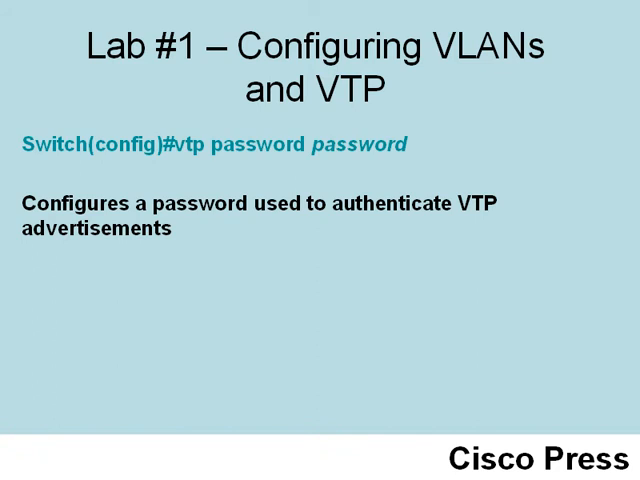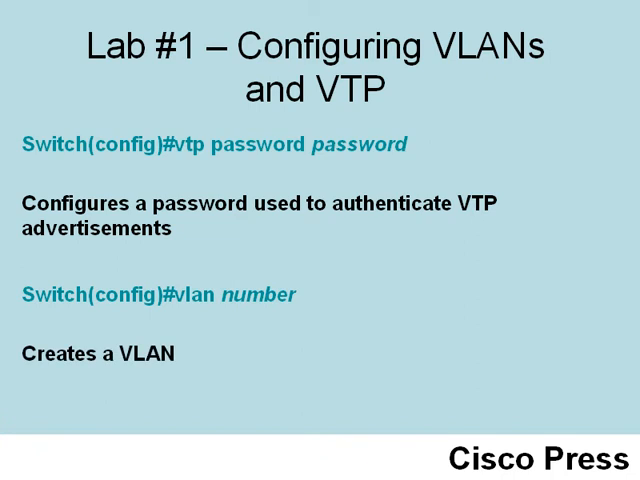Then, after VTP is configured, we are going to add a couple of VLANs. We can add a VLAN on a switch that is configured as a VTP server or as a transparent mode VTP switch. We could not do this on a VTP client, but we're going to be using VTP servers. We're going to say vlan and give a number. We will say vlan 10, and we will also say vlan 20 to create those two different VLANs.